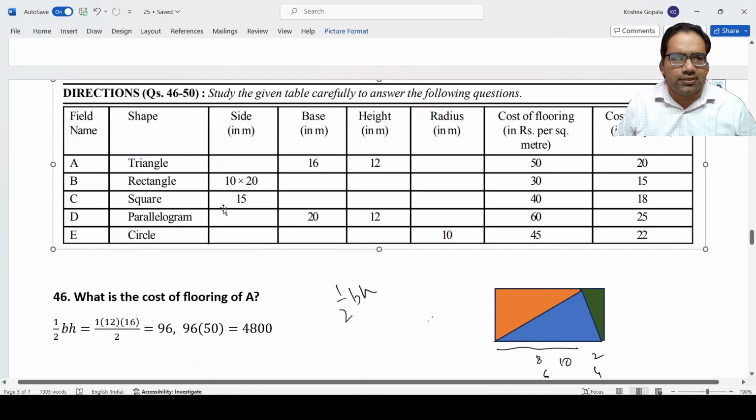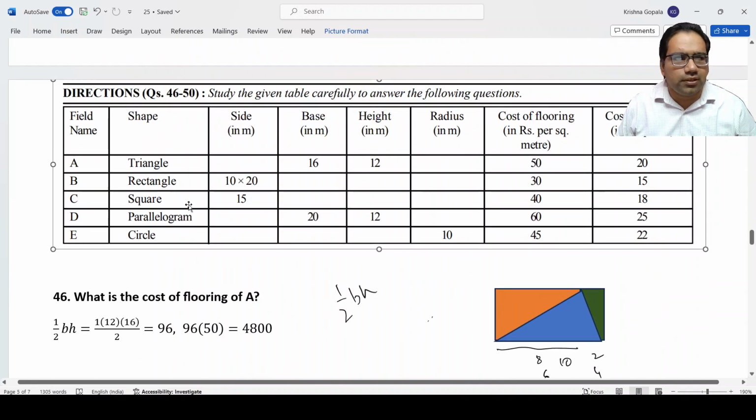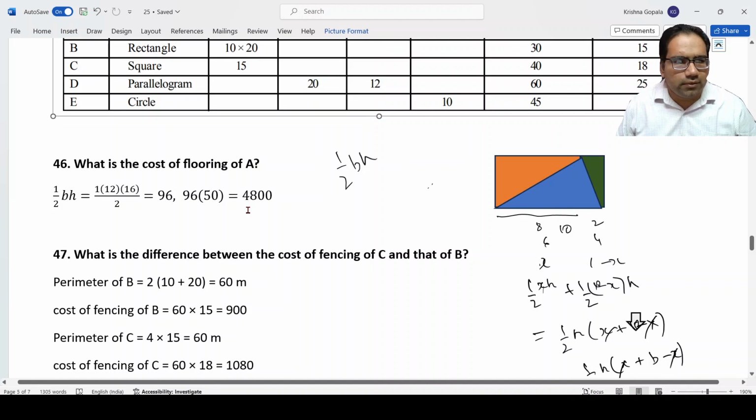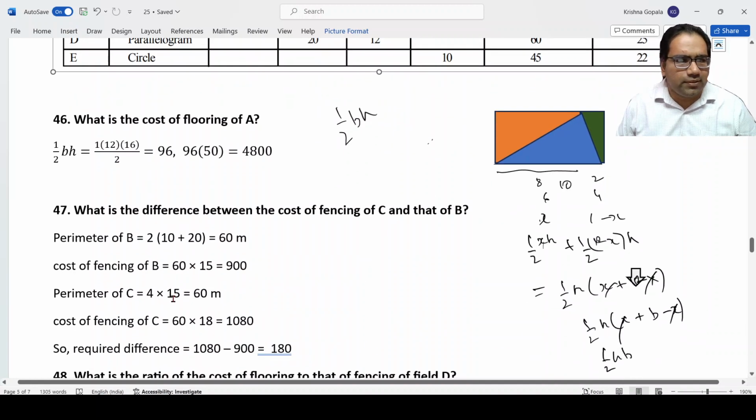C is a square, fencing of a square. That means 4 into 15, that is 60. 60 into 18. What is the difference between cost of fencing of C and that of B? C is 4 into 15, that is 60, 60 into 18, 1080.